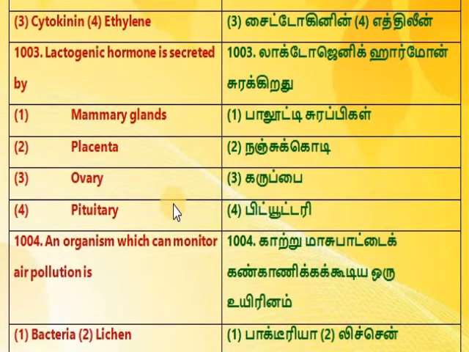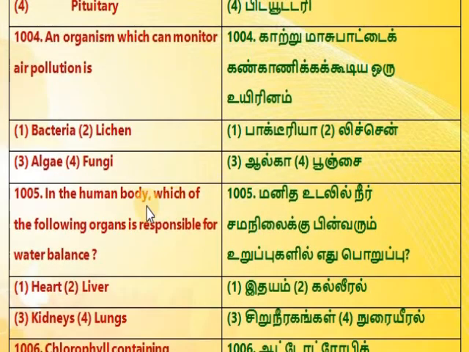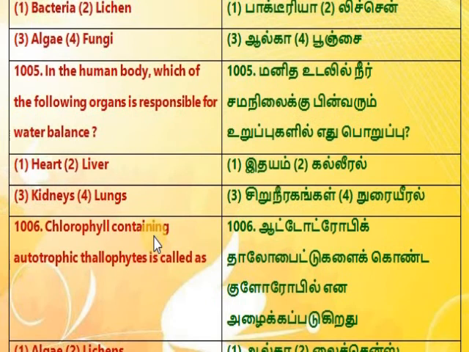Mammary glands, 2. Placenta, 3. Ovary, 4. Pituitary. 1004. An organism which can monitor air pollution is 1. Bacteria, 2. Lichen, 3. Algae, 4. Fungi. 1005. In the human body, which of the following organs is responsible for water balance? 1. Heart, 2. Liver, 3. Kidneys, 4. Lungs.